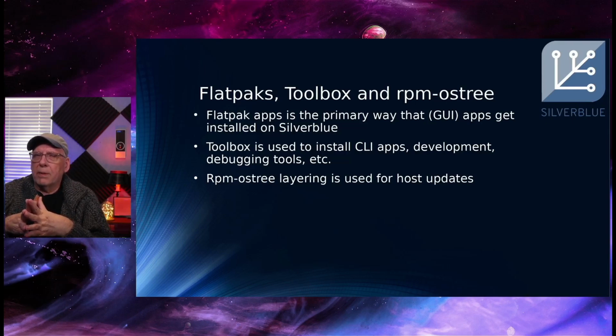Toolbox is used to install CLI applications, that is command line interface, and that would typically be used for development or debugging tools, that sort of thing. rpm-ostree layering is used for host updates. So if I need updates to the base operating system in order to keep it secure, fix bugs and so forth, then rpm-ostree is really meant for that.